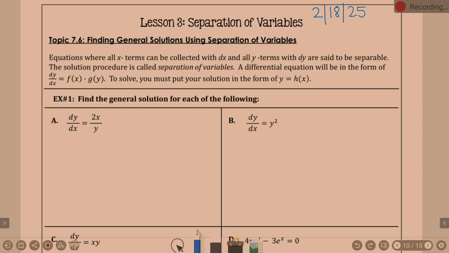So example 1, find the general solution for each of the following. So we don't have a variable to plug back in, or an ordered pair to plug back in. So when it's talking about the general solution, realize that there's going to be a plus c involved. Okay, that's the key. So let's start by separating our variables. How do we get y's on one side, x's on the other side?